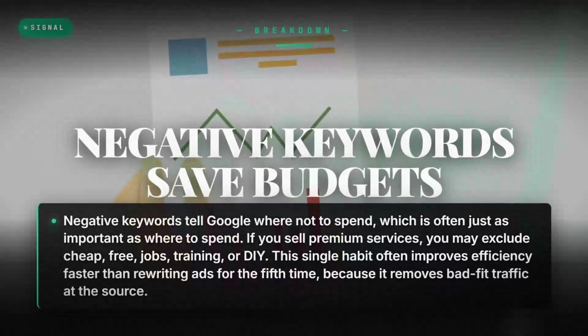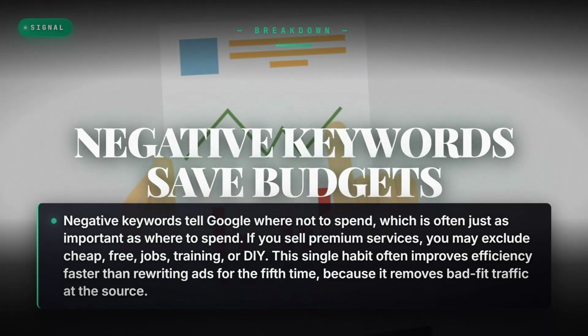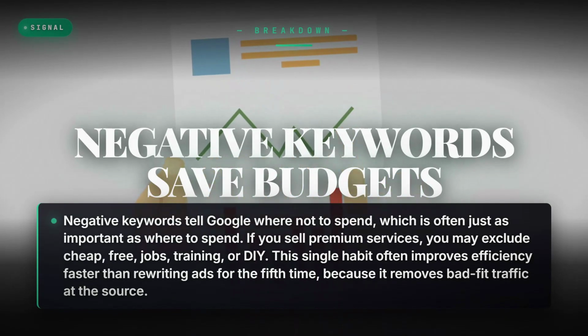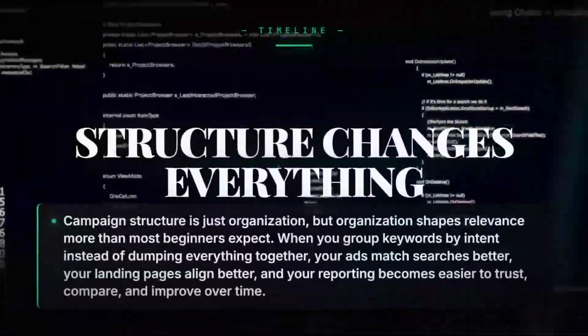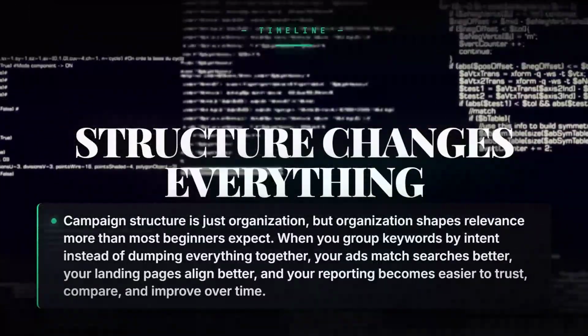Negative keywords tell Google where not to spend, which is often just as important as where to spend. If you sell premium services, you may exclude cheap, free, jobs, training, or DIY. This single habit often improves efficiency faster than rewriting ads for the 5th time, because it removes bad fit traffic at the source. Campaign structure is just organization, but organization shapes relevance more than most beginners expect.